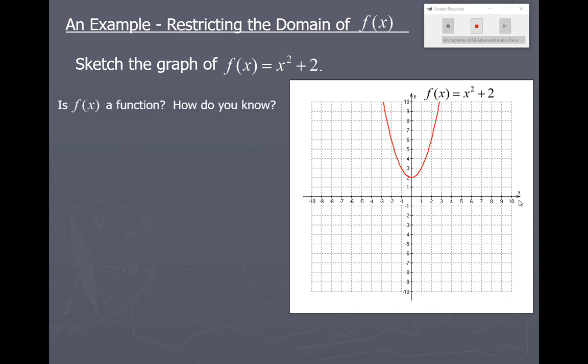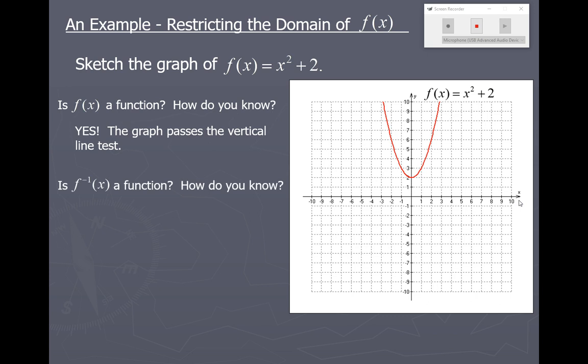Is this a function? Yes. Old friend. Passes the vertical line test. Will the inverse be a function? Without doing any other work, can I tell by looking at it? Carter already answered that with his great question last time, and say, no, this fails the horizontal line test. So I know without doing any work that the inverse will not be a function because it fails the horizontal line test.